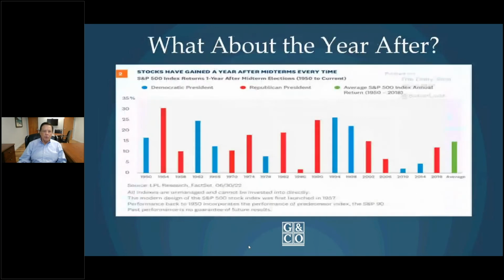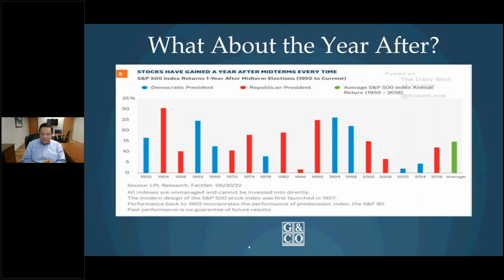So the next thing we want to look at is, well, that's cool, Marshall. What about the year after? What happens? You end up with a Republican-controlled Senate, House, whatever. What does that mean to us? So here's your midterm. The blue, Democrat, you got a Democratic president. The red, you got a Republican president. The market, in the words of Gone with the Wind, frankly, my dear, it doesn't care.